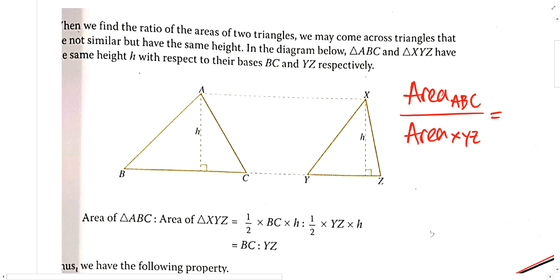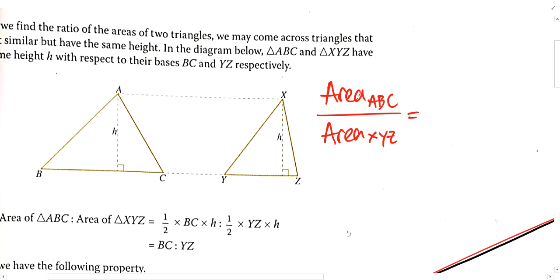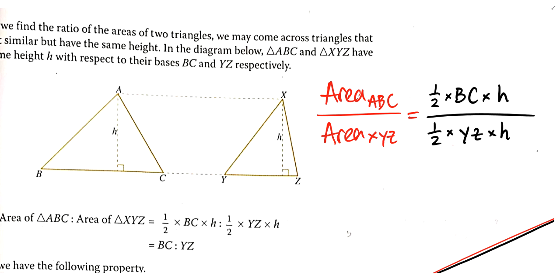Let's talk about the ratio of these 2 areas. Area of ABC, how much is this? Half times the base BC times H. What about the smaller triangle? Half times YZ times H. When you see this, are you happy? Why? Cancel half and half, H and H. We realize there is a relationship between area of ABC and area of XYZ. It is actually BC over YZ. So in summary, these 2 triangles have the same height. It tells you that the ratio of area will be the ratio of base. Ratio of area equals ratio of base for triangles with the same height. And that is found over here.